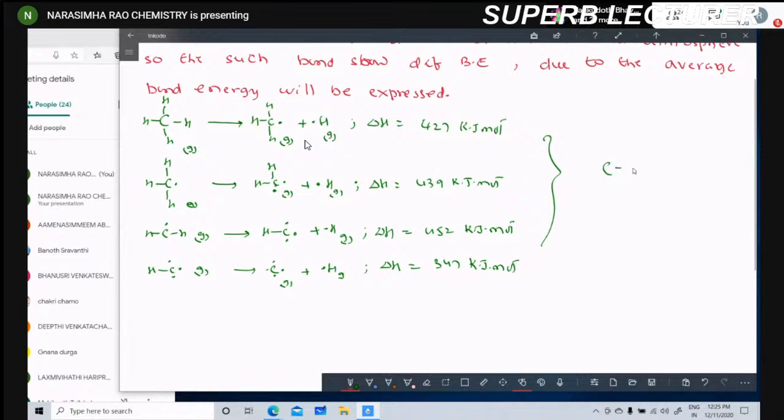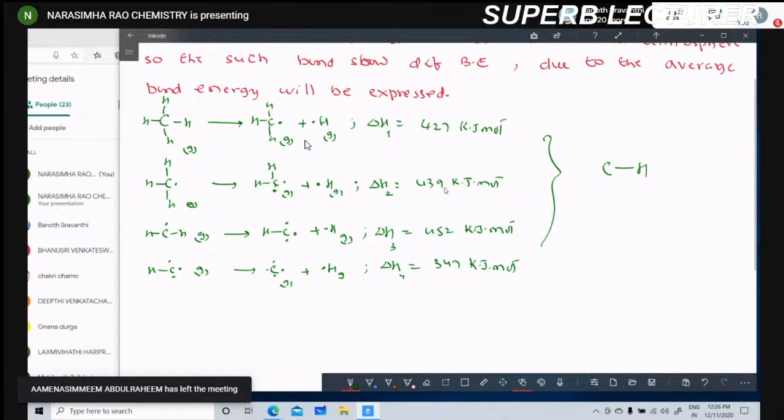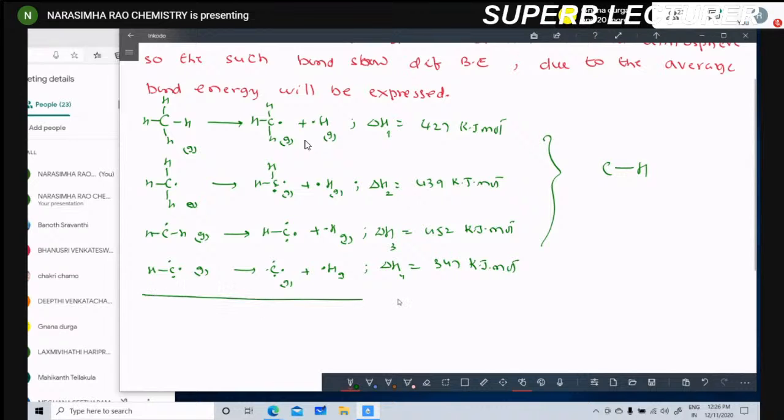Now, here the C-H bond participates, but breaking of C-H for the first one is 427, second one is 439, third one is 452, fourth one is 437. Different bond energies are there for C-H. So to remove this ambiguity, since we are not confined to which bond is breaking, we take the average bond energy. See here, how we can consider it: this one cancels, this one cancels, this one cancels.